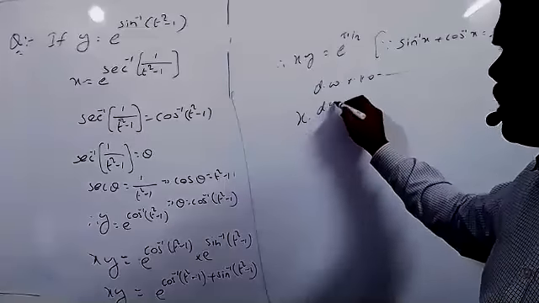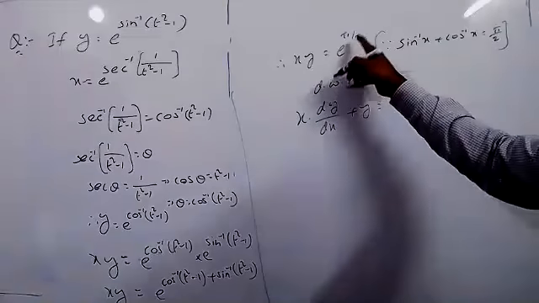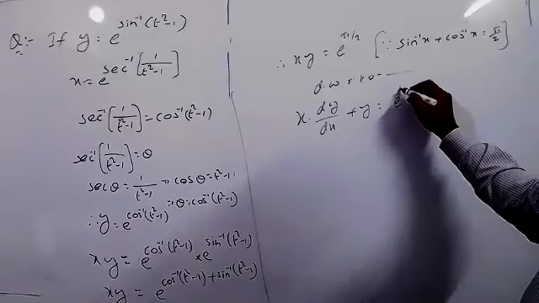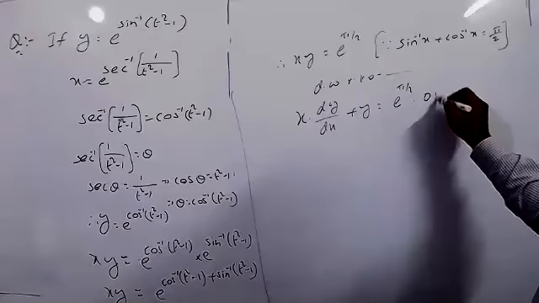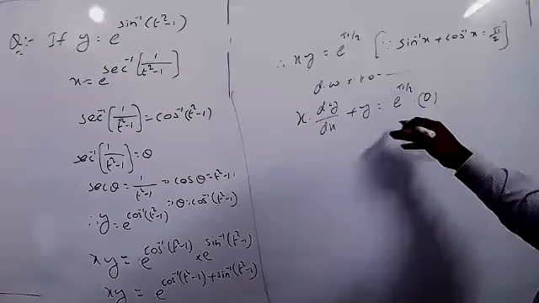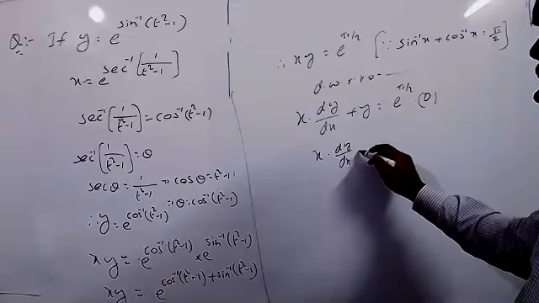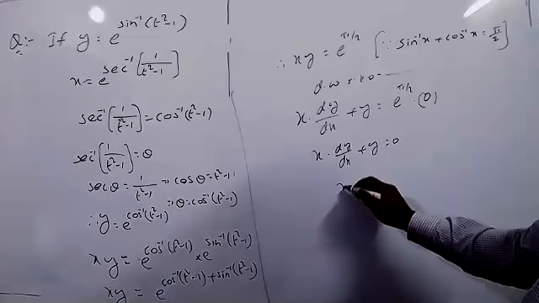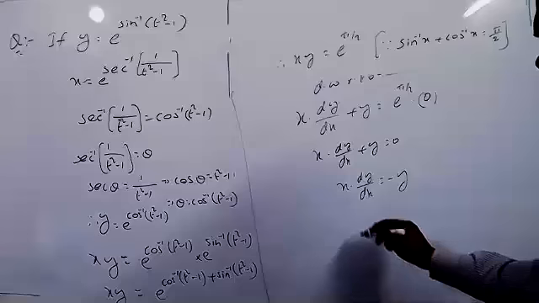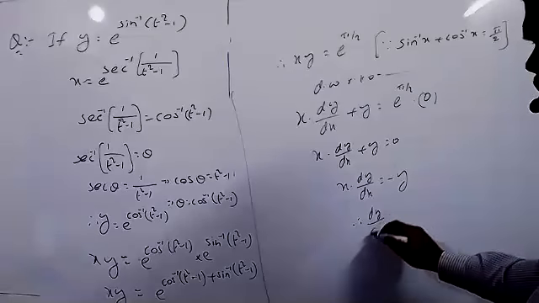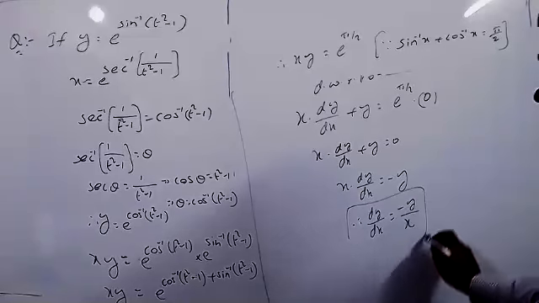So x into dy by dx plus y equal to the differentiation of e power pi by 2, which is e power pi by 2 into differentiation of pi by 2, which is 0. Zero and anything equal to 0, we are getting. Therefore x into dy by dx plus y equal to 0. So x into dy by dx equal to minus y. Therefore dy by dx equal to minus y by x. This is the answer.